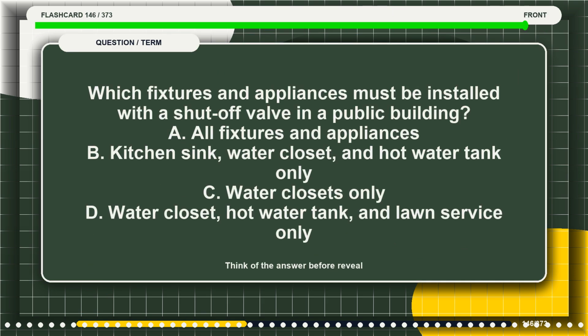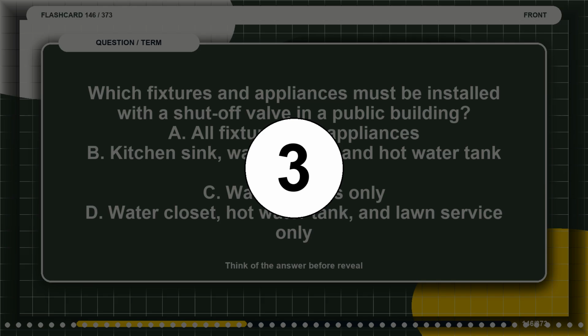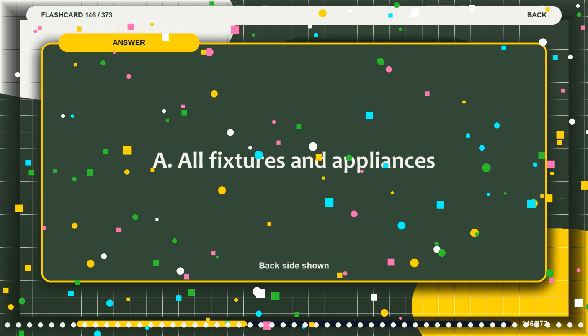Flashcard 146. Which fixtures and appliances must be installed with a shutoff valve in a public building? A. All fixtures and appliances. B. Kitchen sink, water closet, and hot water tank only. C. Water closets only. D. Water closet, hot water tank, and lawn service only. Think of the answer before the reveal. The answer is A. All fixtures and appliances.